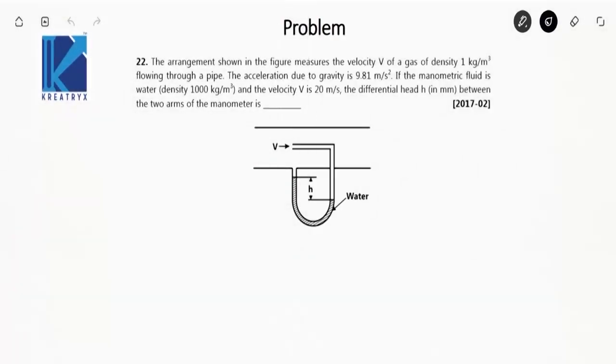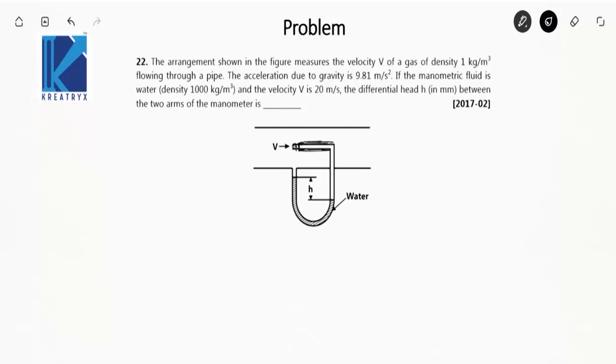The arrangement shown in the figure measures the velocity. This pipe should not be up to here, it should be up to here only. Okay, this is a correction, this pipe should be up to here only. So the arrangement is shown.